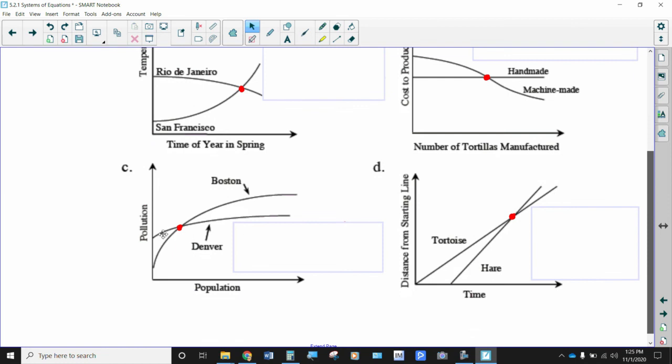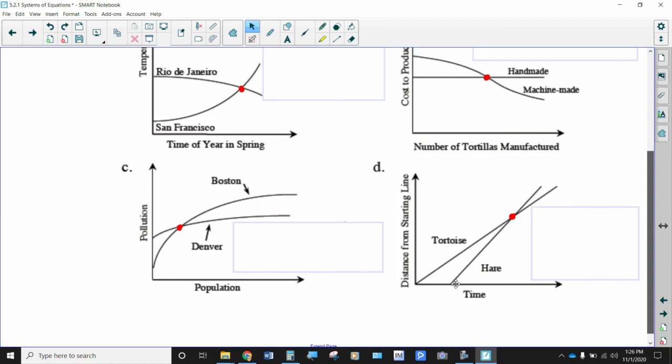For this, you've got pollution as your y-axis and population levels as your x-axis. So you expect in both situations, the higher your population, the more pollution you're going to have around your city. So here are the two cities, Boston and Denver. What's going on here with their population levels compared to their pollution levels? And what does that intersection point represent?